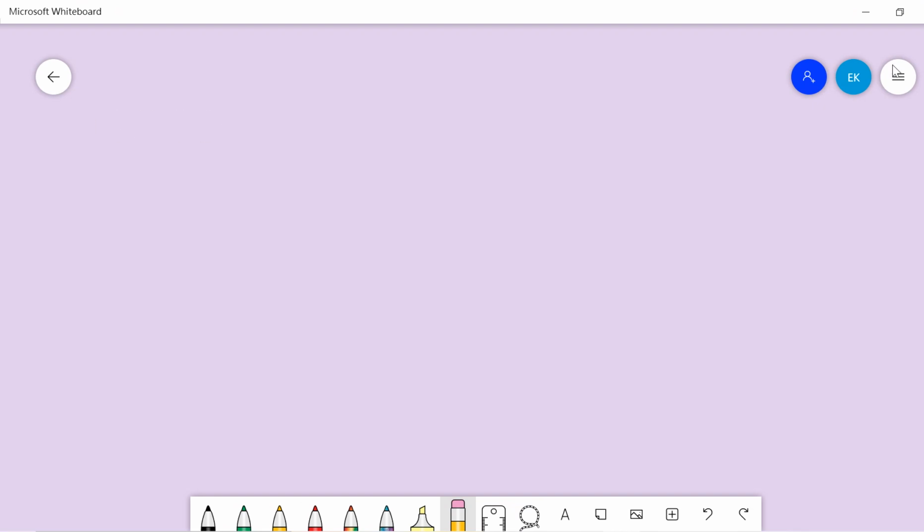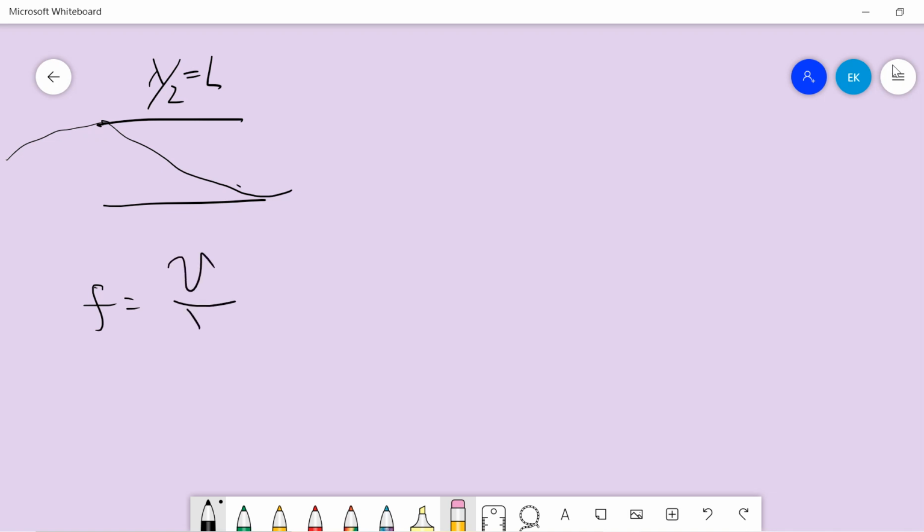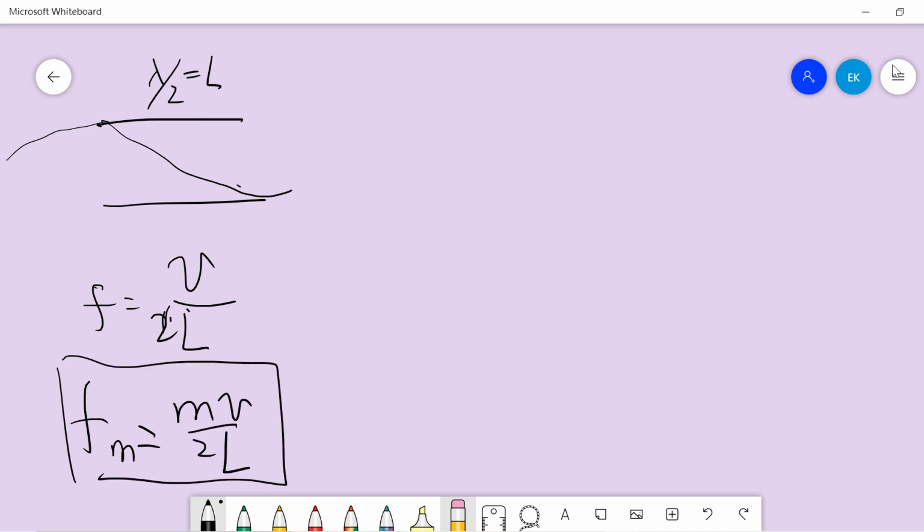So remember that when both ends are open, the wave looks like this. The smallest is lambda over 2, the smallest wavelength which L can contain. So the frequency is the speed over lambda, which is 2L. So the possible frequencies are this. It means from 1 to 2 to 3.